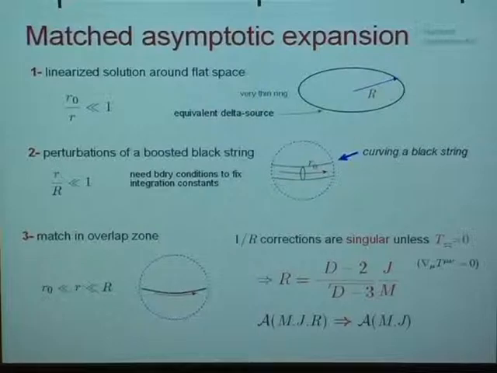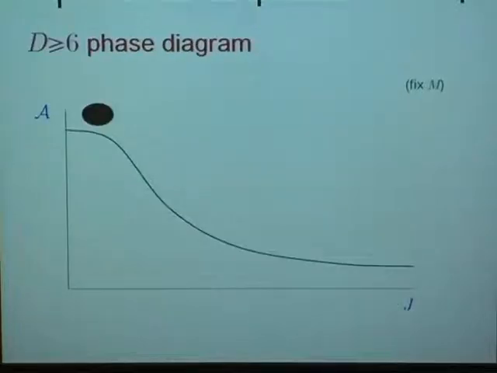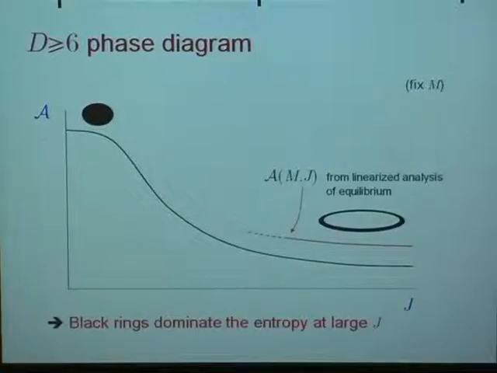So if we take the result of these calculations and put it in the six-dimensional phase diagram, again, we're fixing the mass. This is the curve for the Myers-Perry black holes. Now, if we put in what we got from the linearized analysis of the equilibrium of the thin black ring, we find a curve like this, and what we see is that black rings dominate the entropy at large spin. It's also possible to put in these black Saturns, and then we get still higher entropy than the black hole, but lower than the black ring.